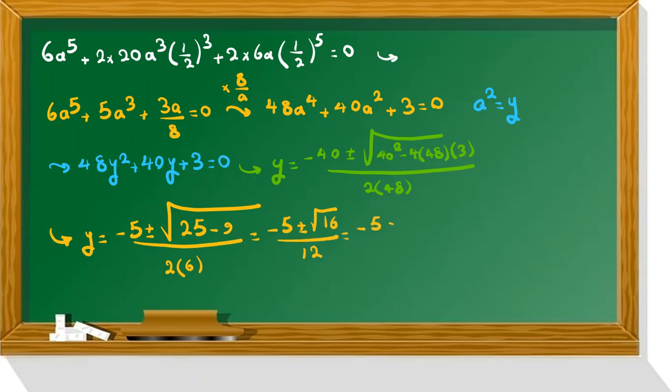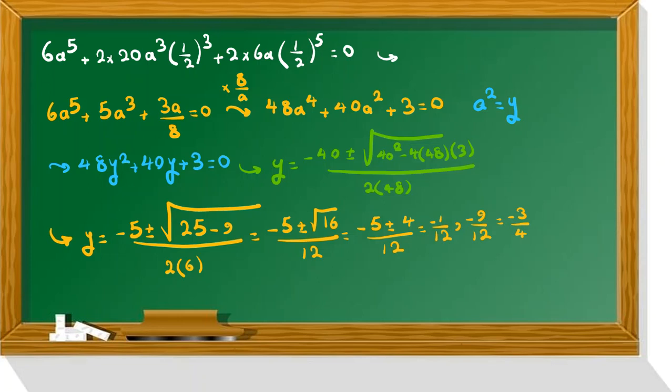So it will be negative 5 plus minus 4, divided by 12. If you don't have any calculation mistake, you can check. If you found any calculation mistake, you can comment below this video. Negative 5 plus 4 is negative 1 over 12. And negative 5 minus 4 is negative 9 over 12, which is negative 3 over 4.